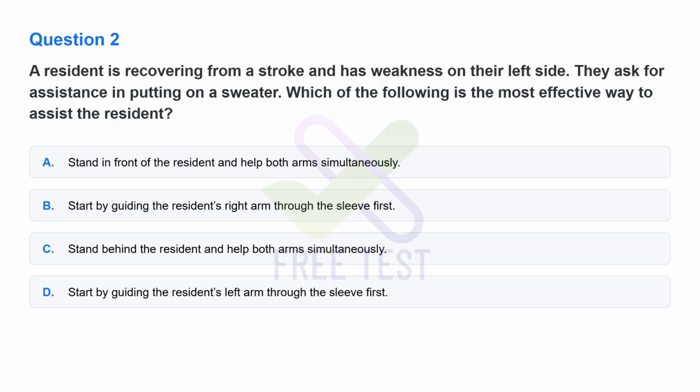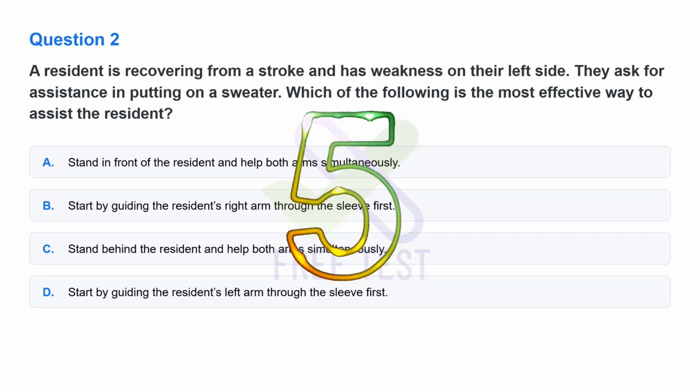A. Stand in front of the resident and help both arms simultaneously. B. Start by guiding the resident's right arm through the sleeve first. C. Stand behind the resident and help both arms simultaneously. D. Start by guiding the resident's left arm through the sleeve first.